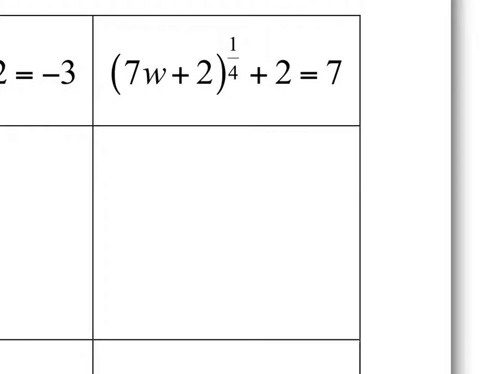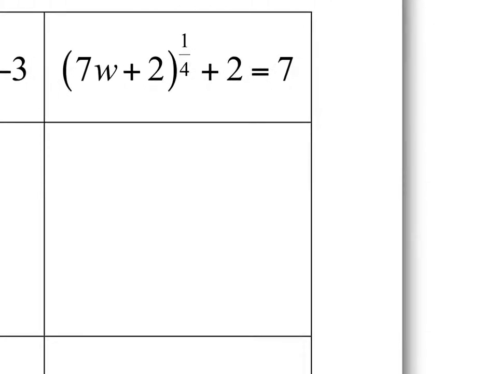(7w + 2)^(1/4) + 2 = 7. Now, you can do this in a couple of ways. You can change from a rational exponent to a radical and solve, or you can actually solve it as a rational exponent. What I'm going to do is change into a radical form first.